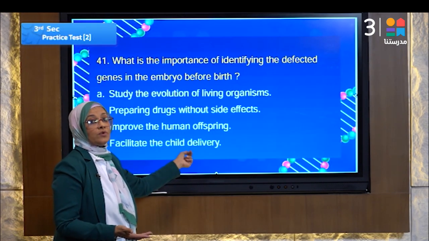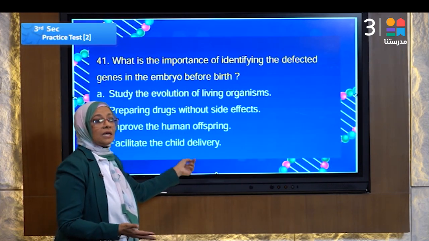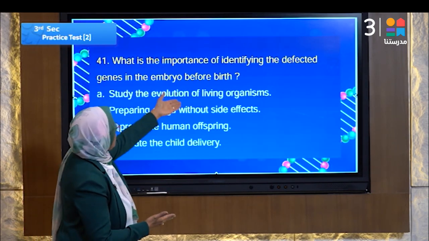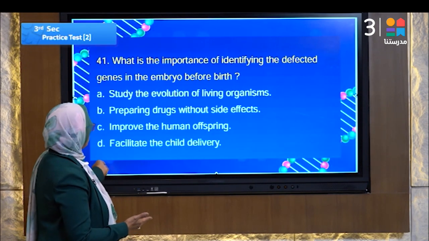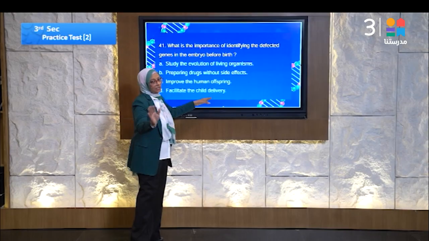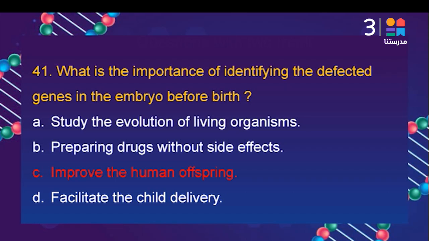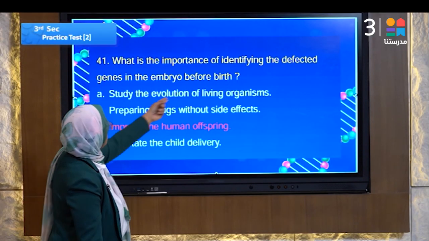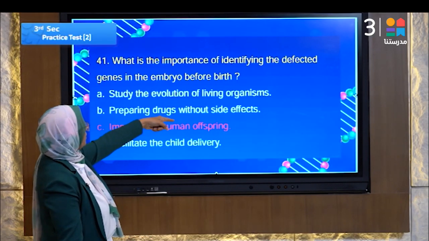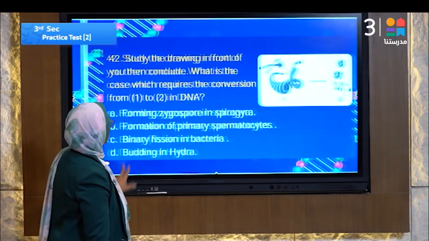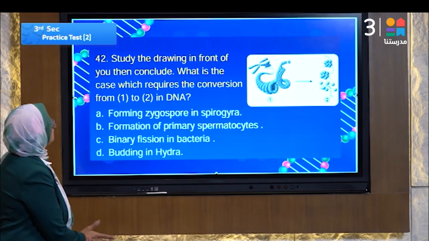Yes, improving the human offspring is the benefit of studying the defects of genes of the embryo before birth. D, facilitate the child delivery. It's not connected. Yes, the answer is improve the human offspring. Improve it by studying the effect of some gene defects and identifying them in the embryo before birth. Yes, God bless you. Let's go to 42.